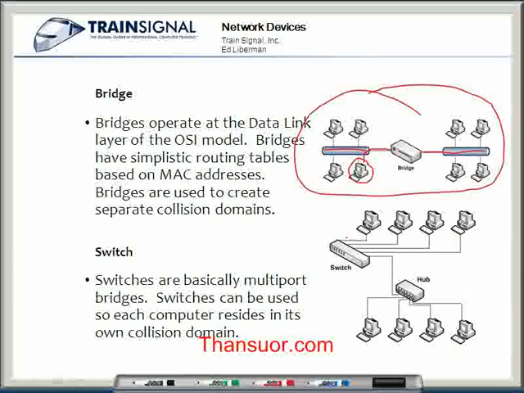Now, a switch is basically a multi-port bridge. What switches do is they make a network much more efficient by making each computer that is connected to it its own collision domain, which means it can only collide with itself, which is kind of ridiculous.